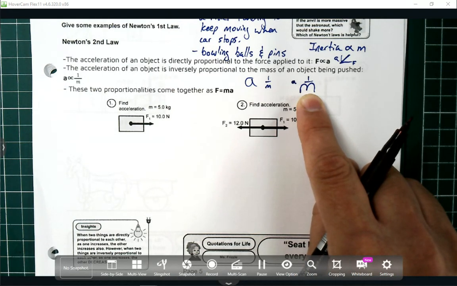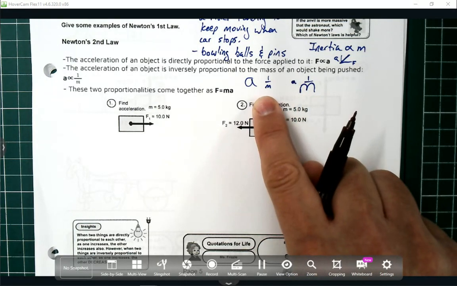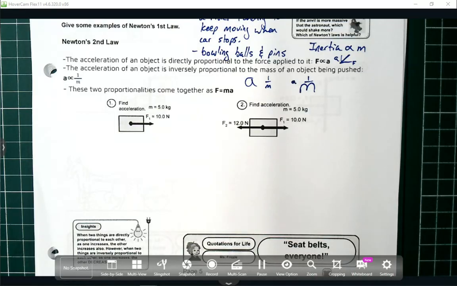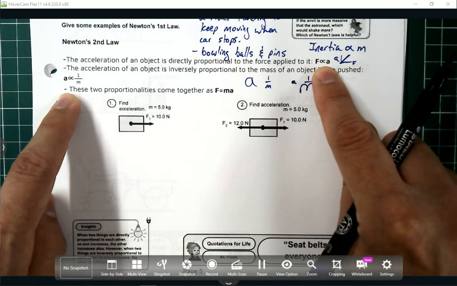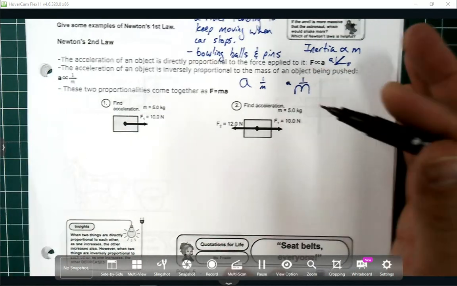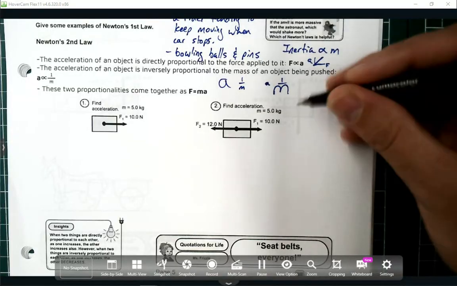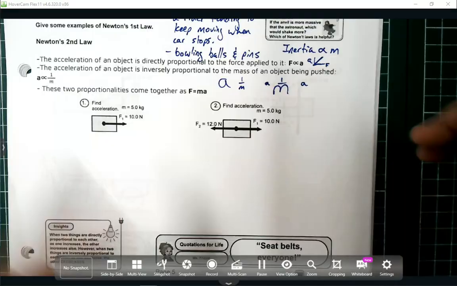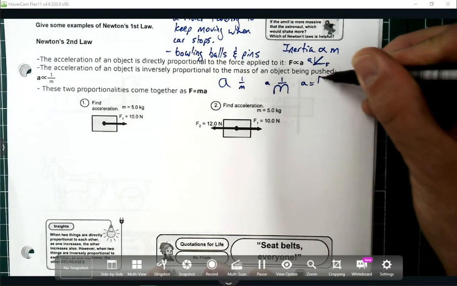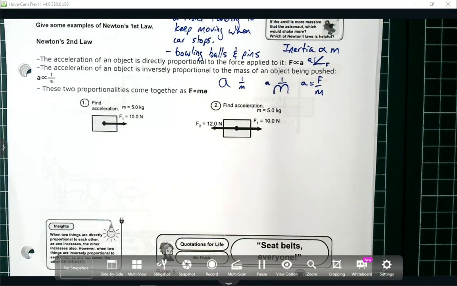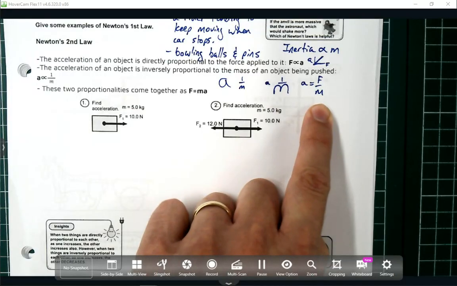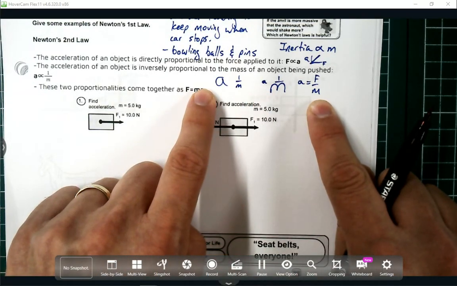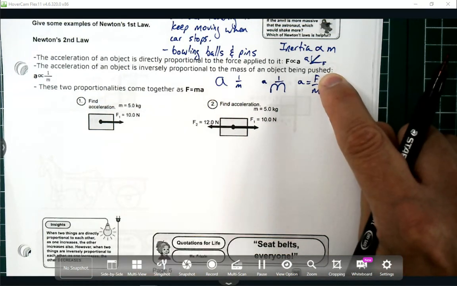Come on. More force, right? Take less force to accelerate that little m. And so if we whack these two proportionality statements together, we actually get this nice math statement. We could write it as A is equal to F over M, where the bigger the M, the smaller the A, the smaller the M, the bigger the A, for a constant F.